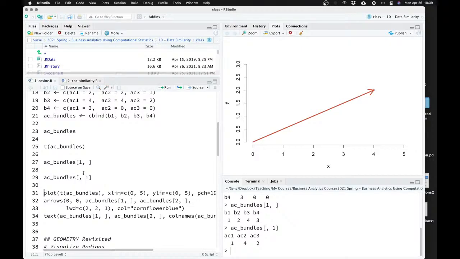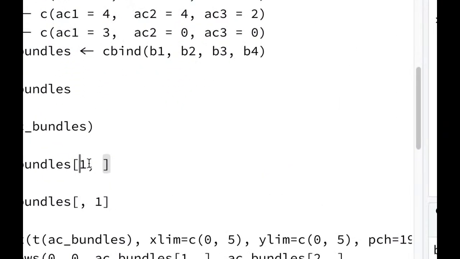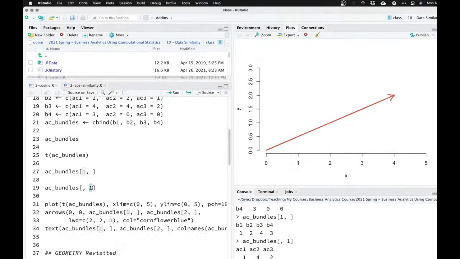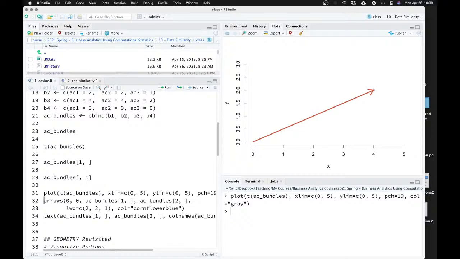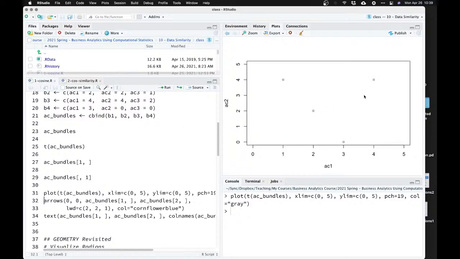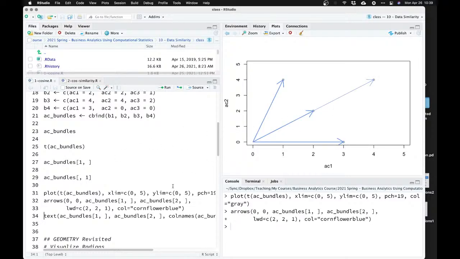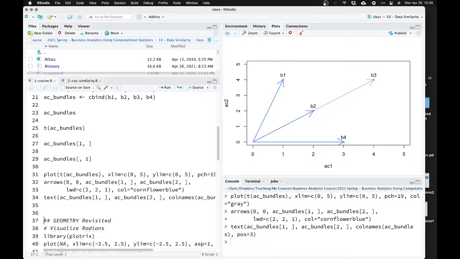The first number tells you which row you're interested in. The second number says which column you're interested in. So you can look at a single row or a single column. I do want to be able to visualize these a little bit, so let me try it this way. I'm going to plot the transpose of this data, and I'll draw the arrows right away on it, and I'll add some text to it.